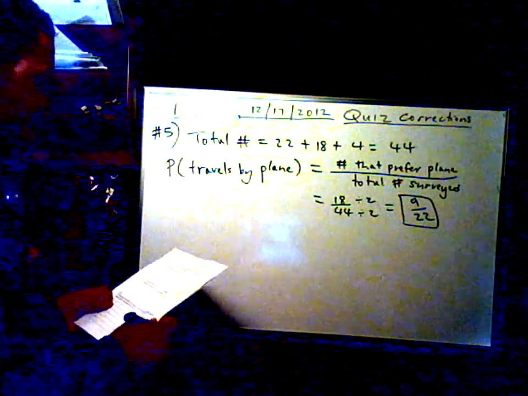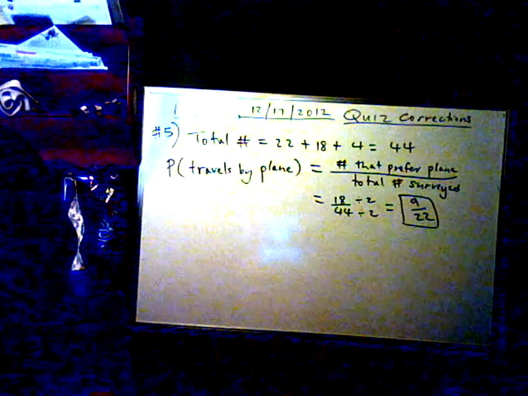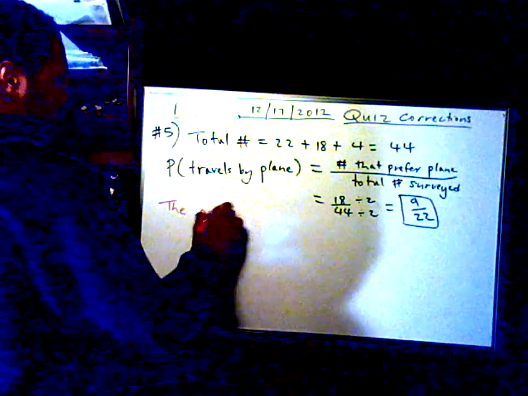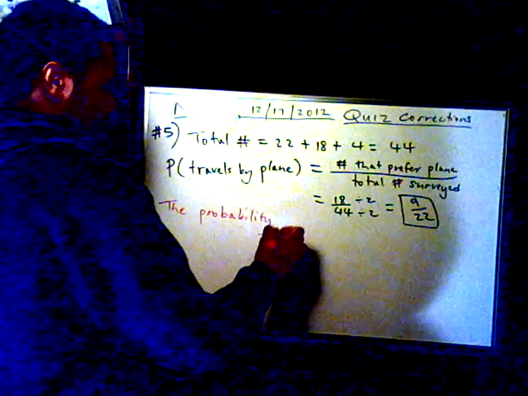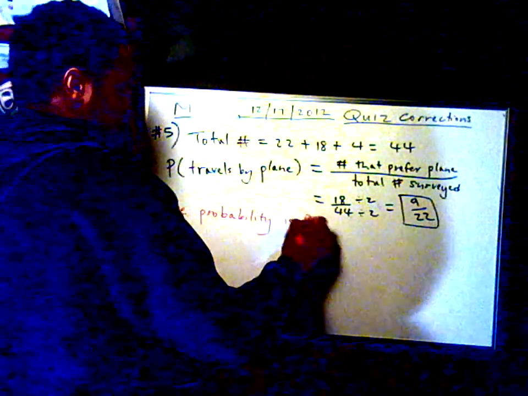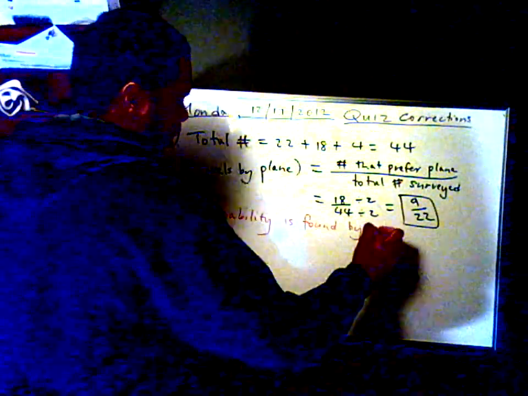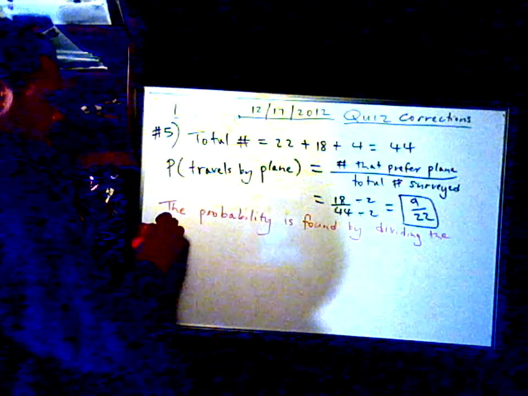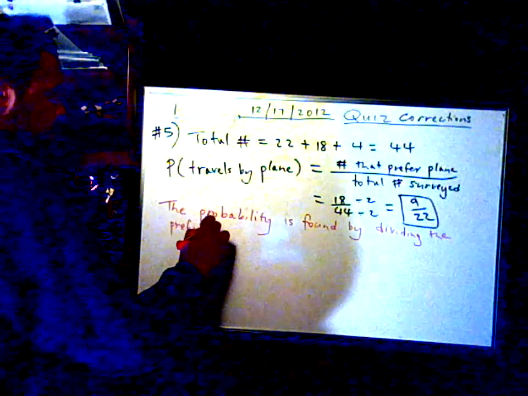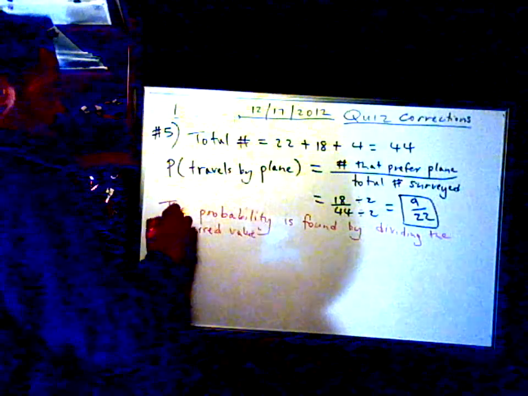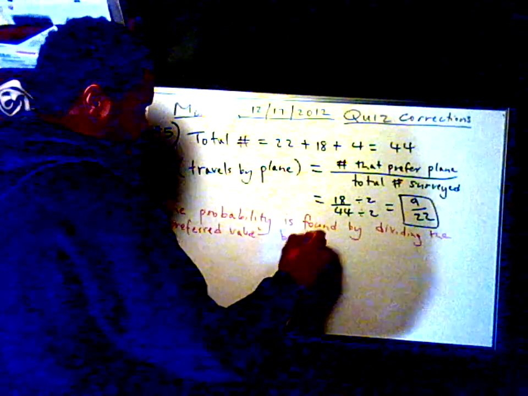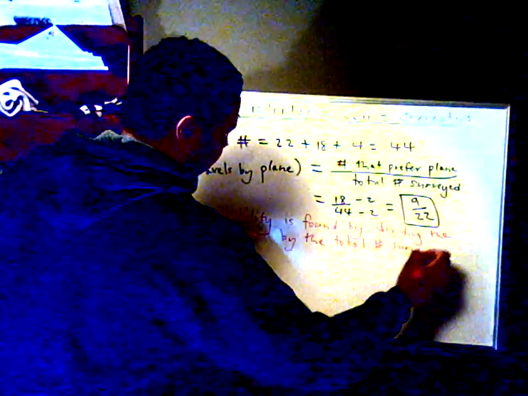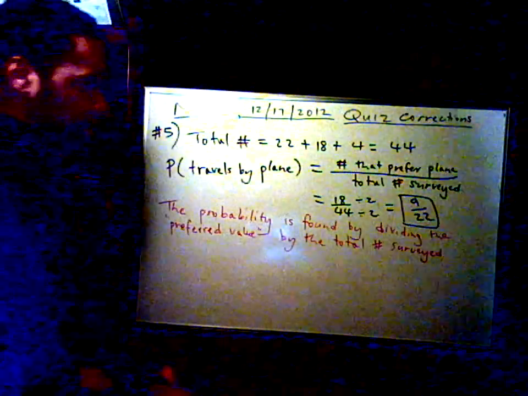Okay, and for the justification, they want us, of course, to justify your answer. All we need to say is the probability is found by dividing the preferred value by the total number surveyed. Here we are talking about the preferred value as in how many people prefer to travel by plane, divided by the total number surveyed.